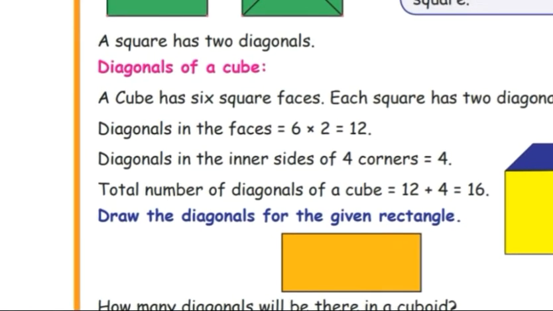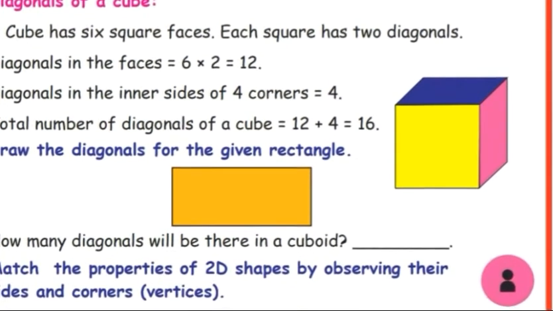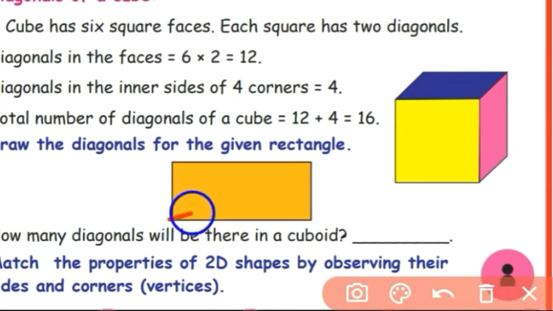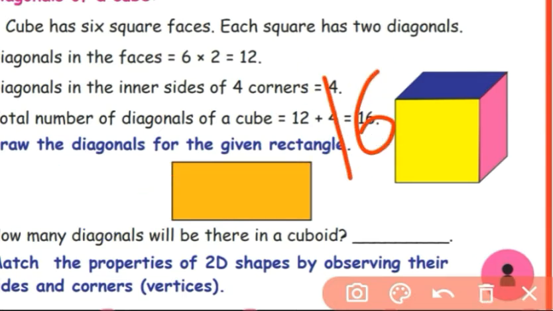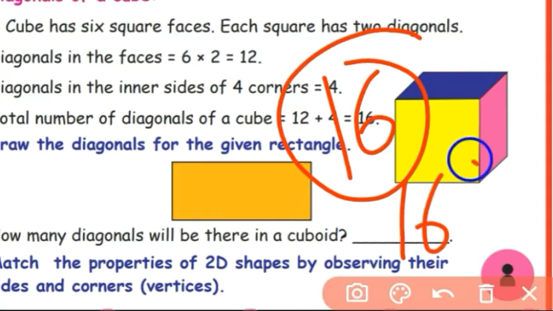Next, draw the diagonals for the given rectangle. See, 1, 2. So, 2 diagonals are there in a rectangle shape. How many diagonals will be there in a cuboid? We know cube and cuboid both have the same properties. So, if a cube has 16 diagonals, a cuboid also has the same 16 diagonals.